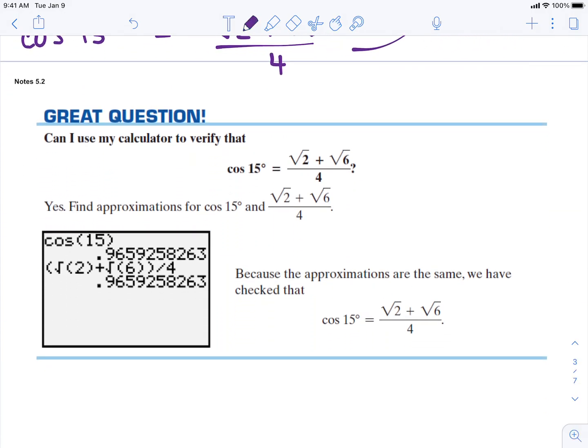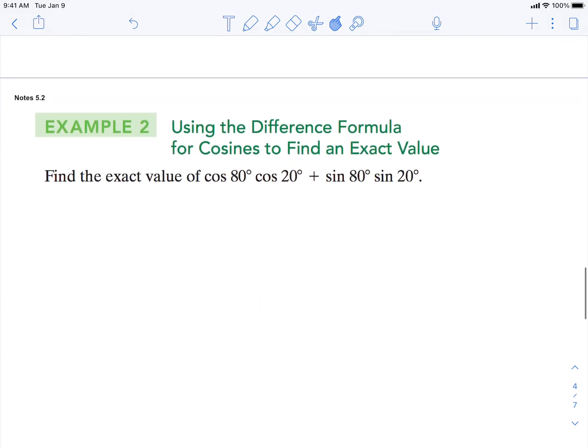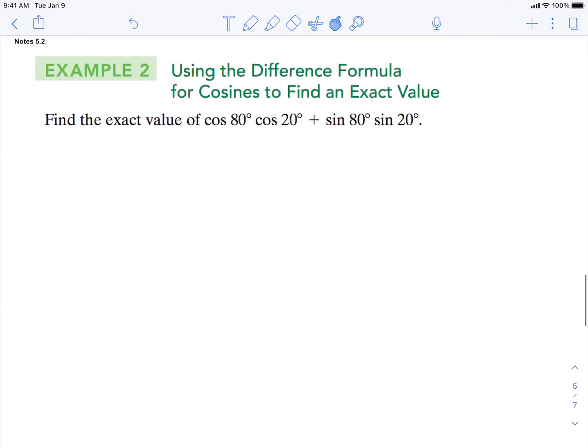Now, a question from your textbook. Can I use my calculator to verify that we get that same answer? So you could type in the cosine of 15 degrees and you're going to get that decimal value, or you can type in your answer and get that same solution. So you could check that if you'd like. Let's go to example 2.